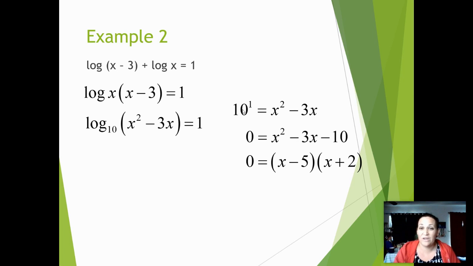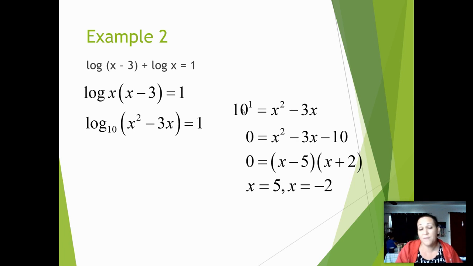Once we're done factoring, we take each individual parentheses and we set them each equal to 0, and we solve them separately, and we get two answers. If a problem has an x squared in it, you should expect to get two answers. The two answers that I got for this problem are x equals 5 and x equals -2.